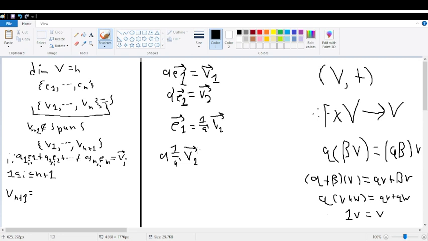I think I get it now. Okay. So a plus V2 minus 1 over a v1 bar is equal to 0. Yes, okay.